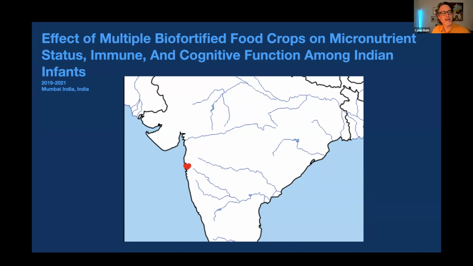So this was multiple biofortifications. I don't remember which nutrients they were, but is it as effective as traditional nutrient fortification? Turns out it is. So that was great news. That was the outcome of that study.